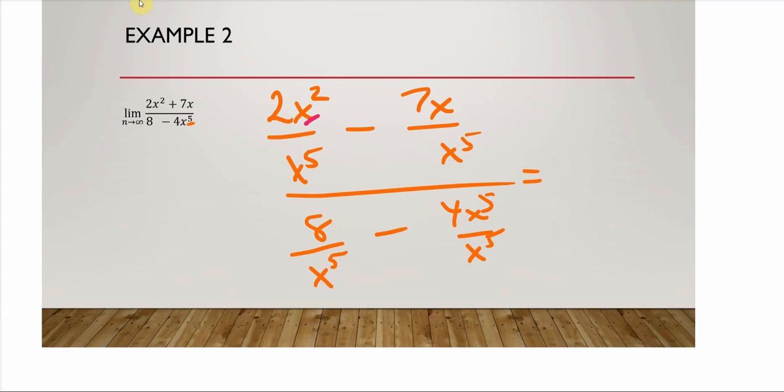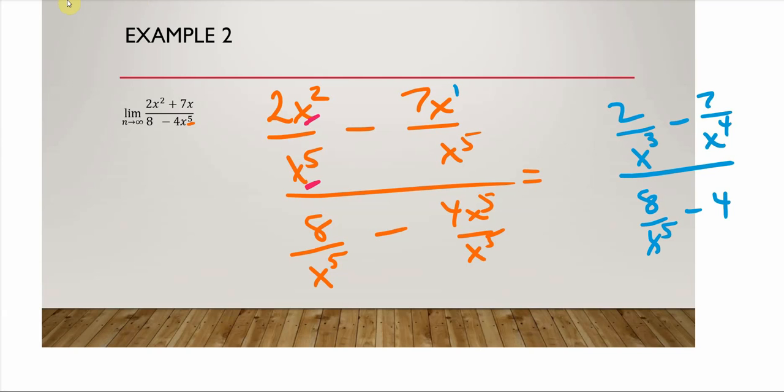And in this scenario, when I reduce these, I have 2 here and I have 5 here. That means I'm going to be left with 2 over x cubed. Minus, here I have 1 and 5, so I'm left with 7 over x to the 4th. On the bottom, I'm going to have 8 over x to the 5th minus 4. And I have the limit as x approaches infinity.